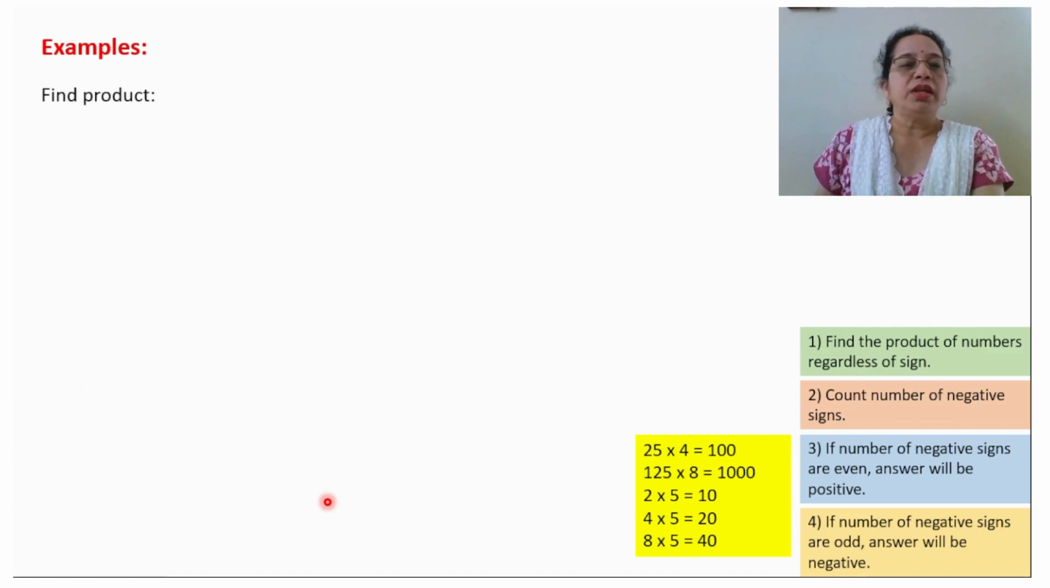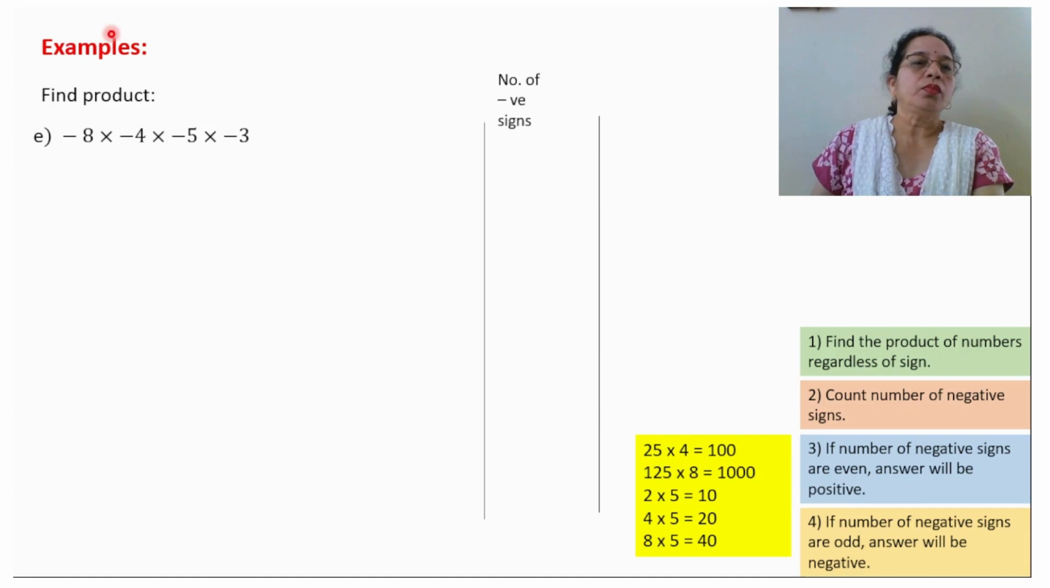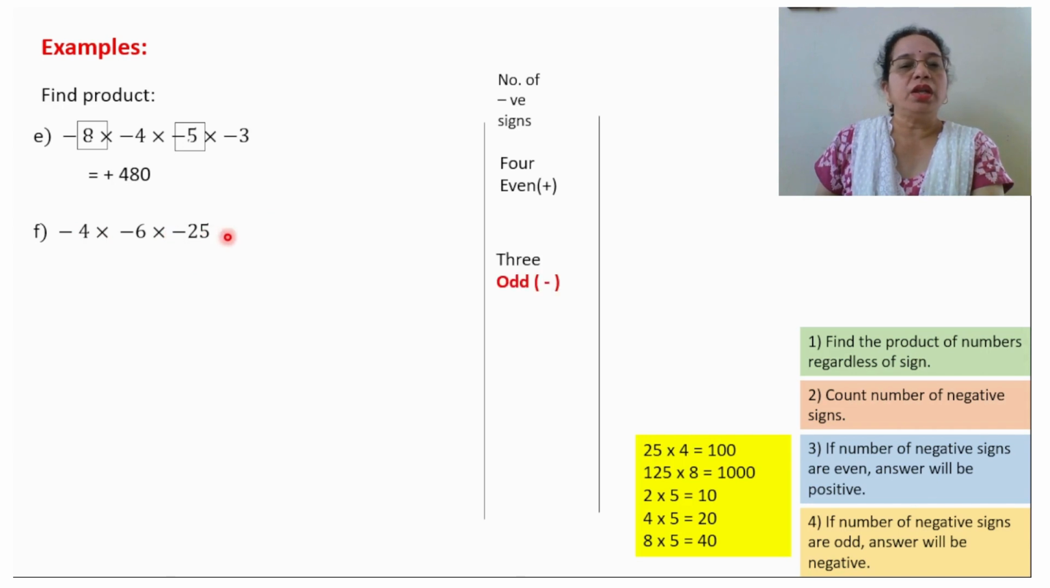Let us take few more examples. Now here total number of negative signs are 4. 4 is an even number. It means your answer will be positive. Now here take 8 5s are 40 in your mind, 4 3s are 12, 12 4s are 48, and with 10, 480. Suitable rearrangement. Now again total number of negative signs are 3. 3 is an odd number, it means your answer will be negative.